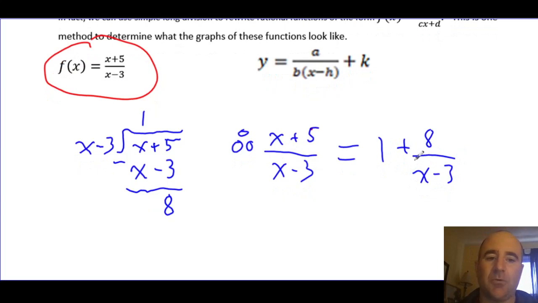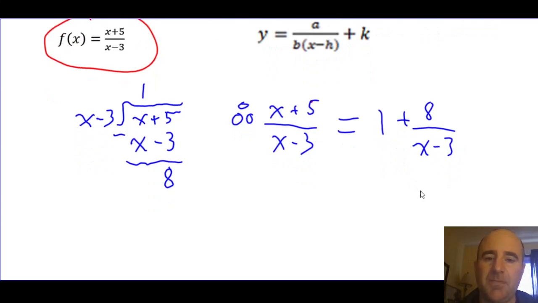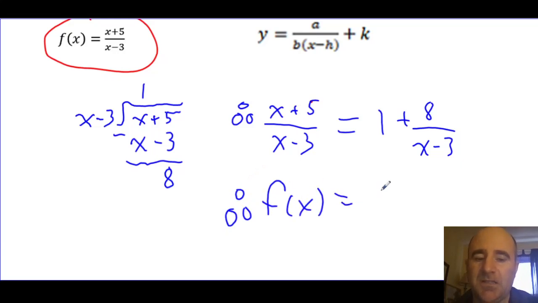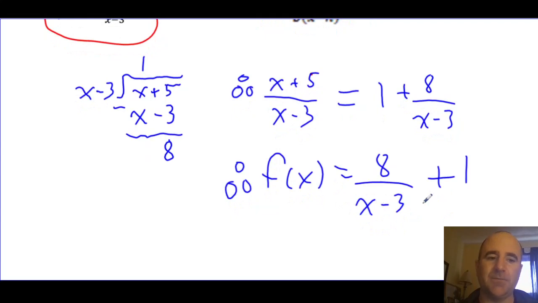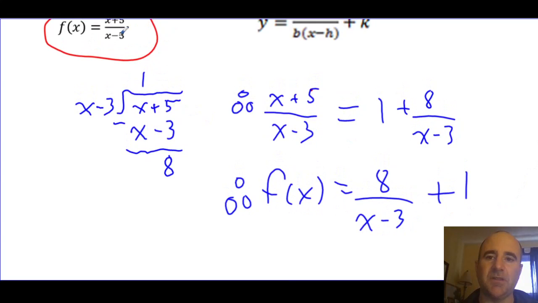Of course, it doesn't matter which way we write this equation. So that basically says that f of x can really be written as 8 over x minus 3 plus 1. Done. It's a very easy, quick division. It's very similar to when we used polynomial long division in the previous lessons. We're taking something and breaking it up into parts.